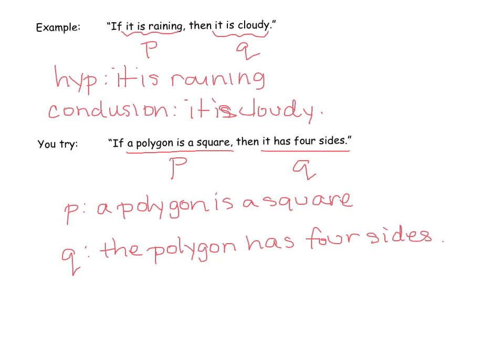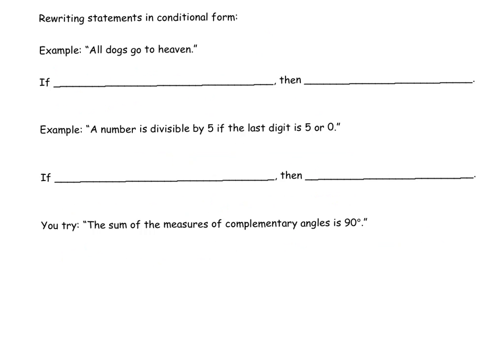And that's it. So the next thing we need to learn how to do is write a statement in conditional form if it is not given that way. So here's how we do that. So in this case, we are writing a statement in conditional form that's not given in conditional form. So for example, if I take the statement, all dogs go to heaven, we can rewrite that so that it's in the proper form. So let's take a look at this statement.